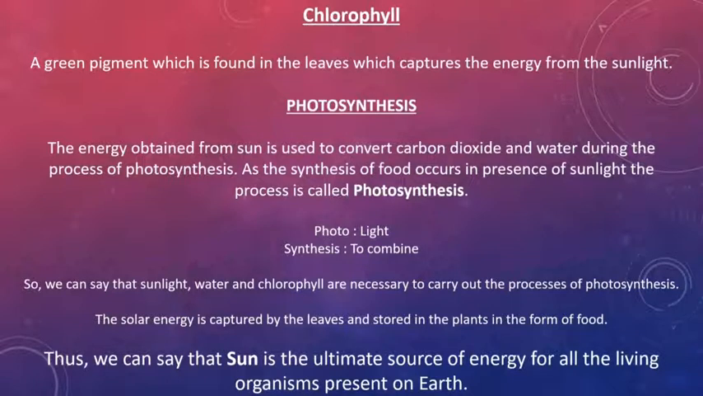If we divide the word photosynthesis, two words come up, that is photo and synthesis. Photo means light and synthesis means to combine. So we can say that sunlight, water and chlorophyll are necessary to carry out the process of photosynthesis. The solar energy is captured by the leaves and stored in the plant in the form of food. The main thing needed for a plant to perform photosynthesis is sunlight, of course. Thus we can say that the sun is the ultimate source of energy for all the living organisms present on the earth.